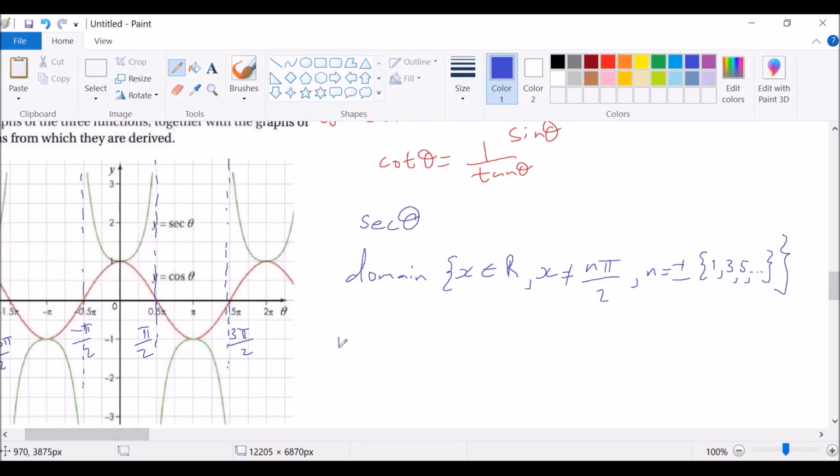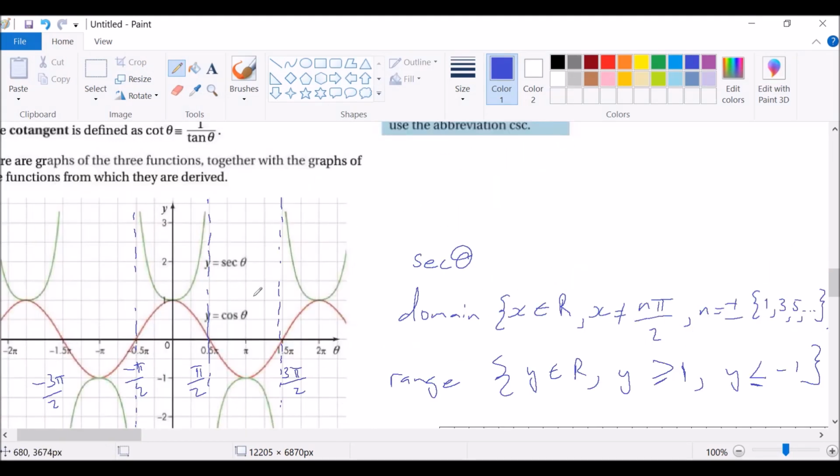Issues of domain and range also have to be understood. Range, we are saying what are the possible y values for this graph. Y is an element of real numbers. Y is greater than or equal to 1. Y is less than or equal to minus 1. So that's the range.